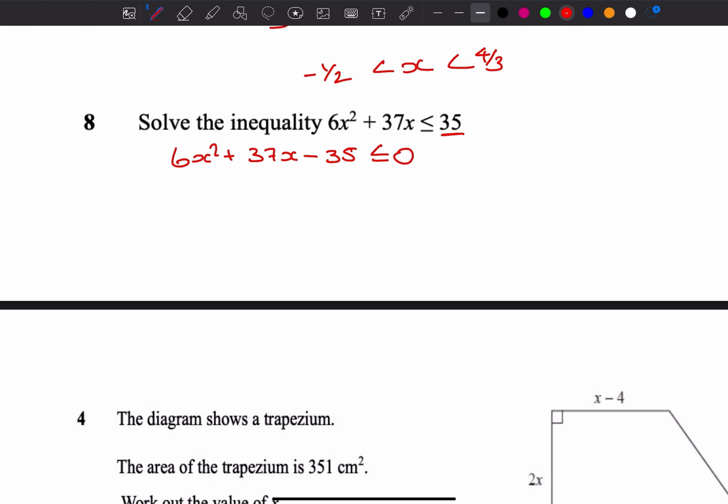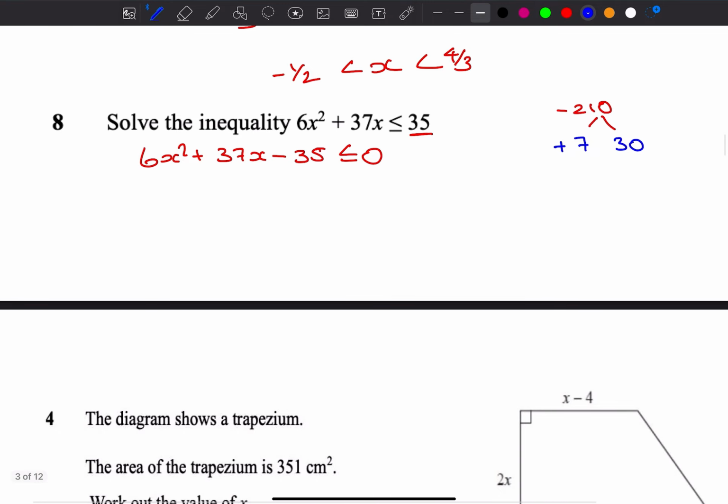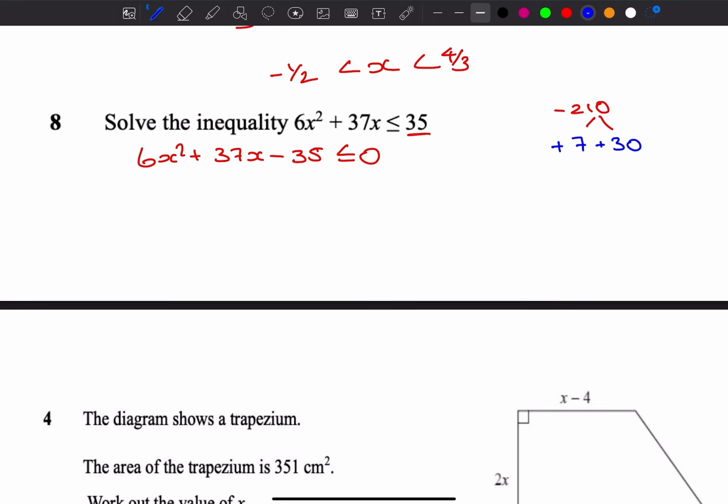minus 210. So you want factors of minus 210 that make 37. So 210 divided by 7 is 30. Yeah, 7 and 30. But you want plus 37, so plus 7 plus 30. But the problem is, even though you think this might be the answer because it will give you the 37, if you multiply, it will give you plus 210. You have a negative 210, so there should be another one.